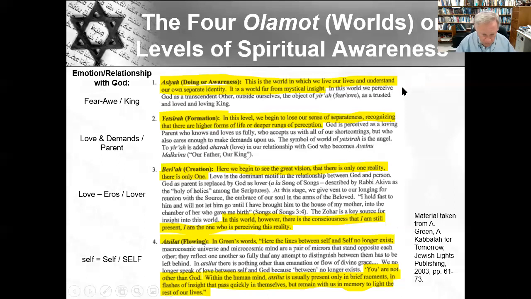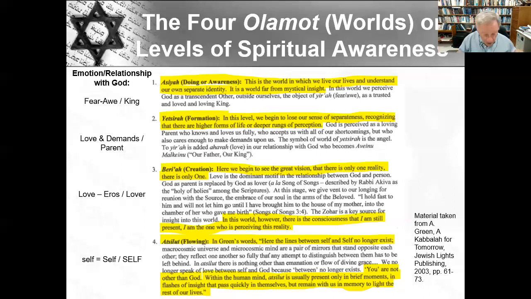It's a world in which we perceive God as a transcendent other outside ourselves, the object of our yirah, which is fear and awe, as a trusted or loving king. It's a disconnection from God. God is up there, we're down here. Asiyah is, I've got to charge my cell phone. I have to put gas in my car. It's not necessarily spiritual, but I've got to do it to keep going. So the relationship with God is one of fear and awe. The other, a king, a ruler up there with power over me.